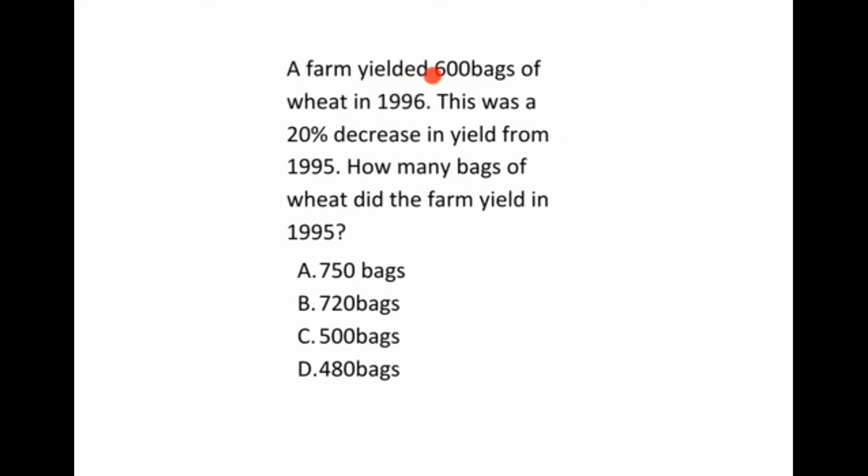A farm yielded 600 bags of wheat in 1996. This was a 20% decrease in yield from 1995. How many bags of wheat did the farm yield in 1995? We are told that the farm yielded 600 bags of wheat in 1996. Then we are told that this was 20% decrease in the yield from 1995. Solution.